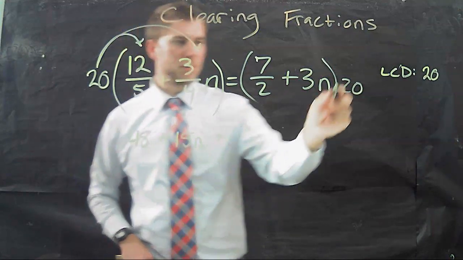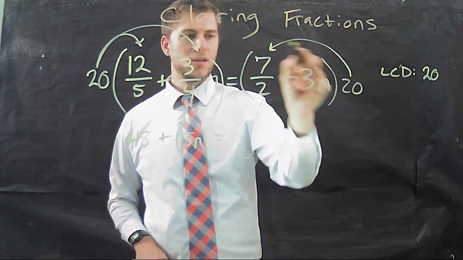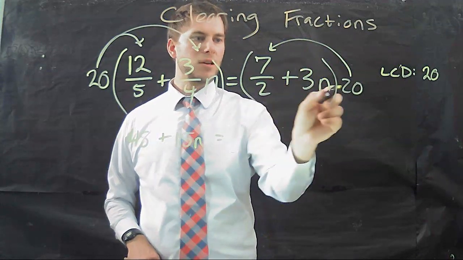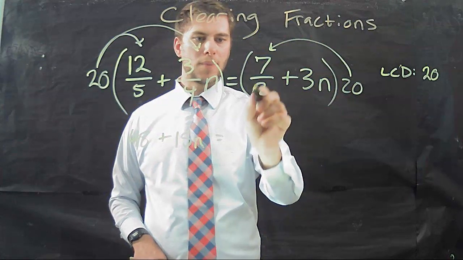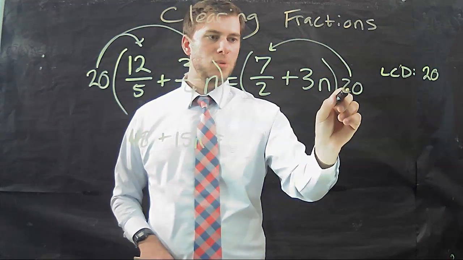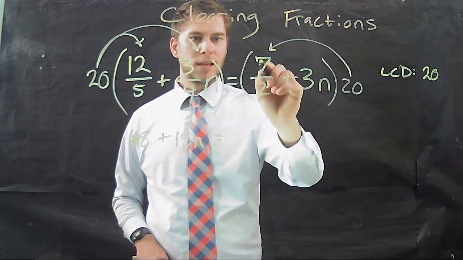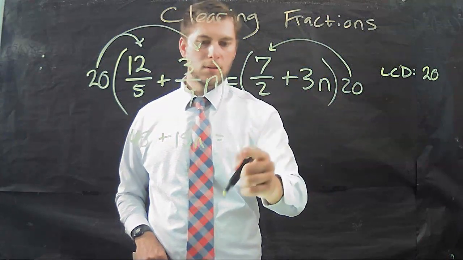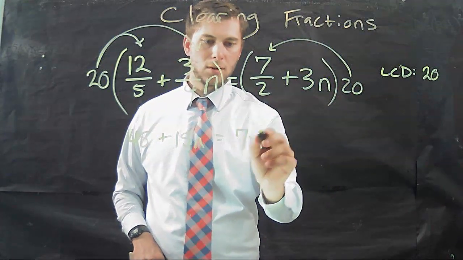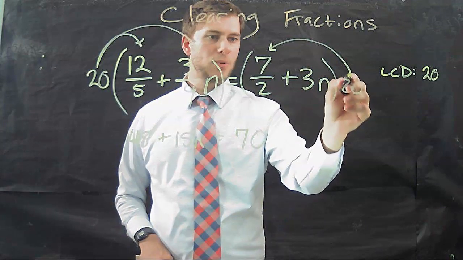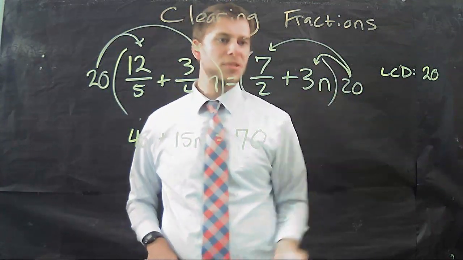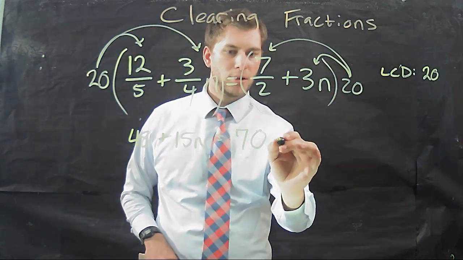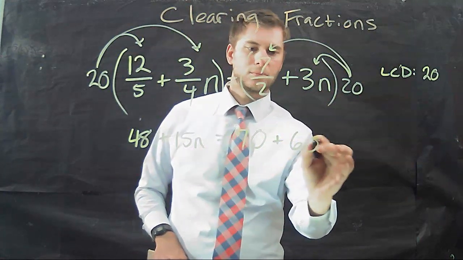All right, over here. Now I'm going to distribute 20 to both of these terms. Let's do this one first. So 7 halves times 20 is what I'm doing. So again, I'm going to take the denominator. It goes into 20 10 times. 10 times 7 is 70, sorry. All right, and then this last one here, well, this isn't even a fraction, so it's just 20 times 3n, which I know to be 60n.